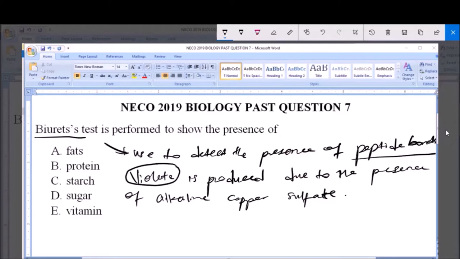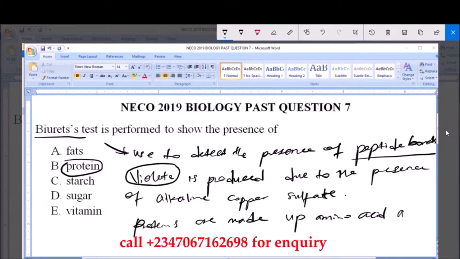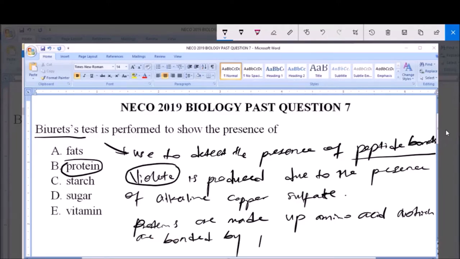And that is why we say Biuret test is used to show the presence of peptide bond. Now, out of these options, the only option that comprises peptide bonds is protein, which is option B. Proteins are made up of amino acids which are bonded together by peptide bonds.